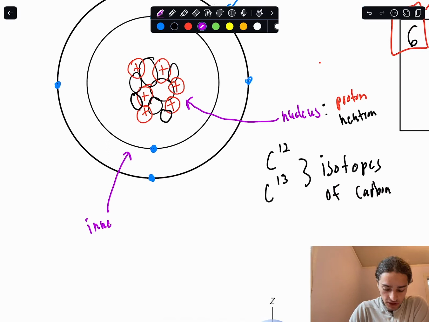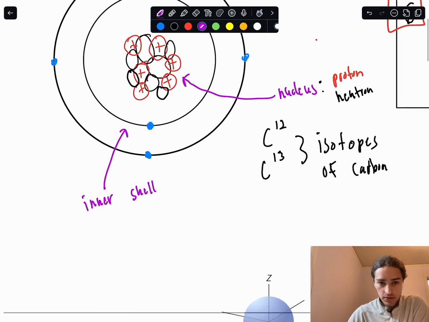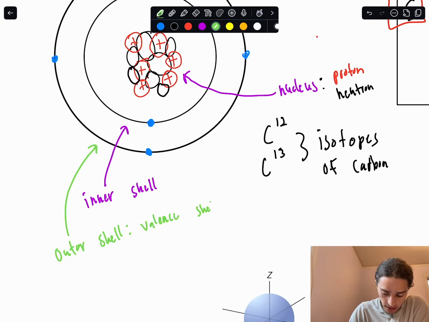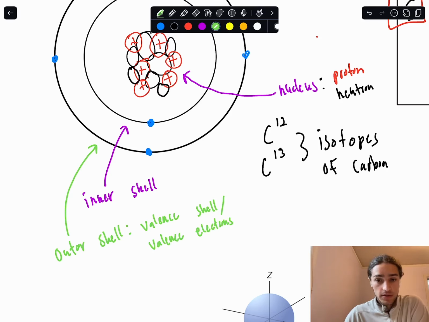So this first shell is my inner shell. And you can see it has 2 electrons in it. And then I've got a second shell, my outer shell. And I'm also going to call it the valence shell, or it's the shell that has the valence electrons. That's the most important term here. So the valence electrons are in the outer shell.